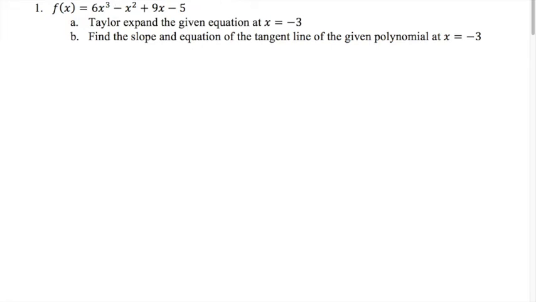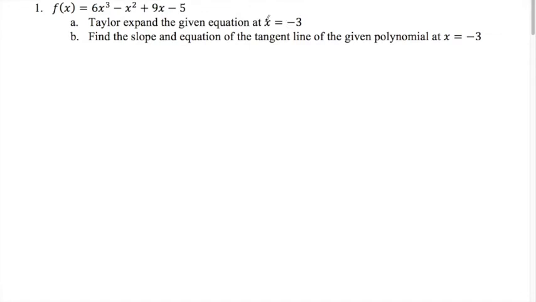Alright, let's look at this problem together. Problem 1 gives us the polynomial f of x, which is 6x cubed minus x squared plus 9x minus 5. Part A of question 1 tells us to Taylor expand the given equation at x equal to minus 3. So the first thing we must do is find out what we divide our equation by to expand it.